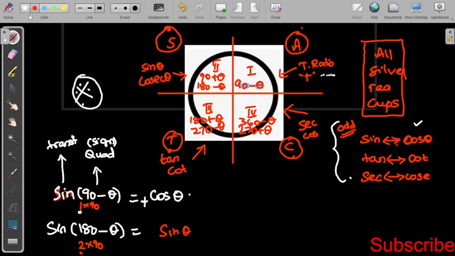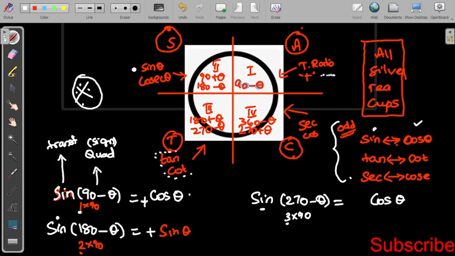In 180 minus theta, you can see sine is positive, right? So sine is positive, just you can write that. And similarly, you can take sine 270 minus theta, which is equal to, this is 3 into 90. So we need the transformation. You can see sine is converted to what? Cos. So cos theta. And what about the sign in 270 minus theta, that lies in the third quadrant? There tan and cot alone will be positive, all others are negative. So sine is here negative.